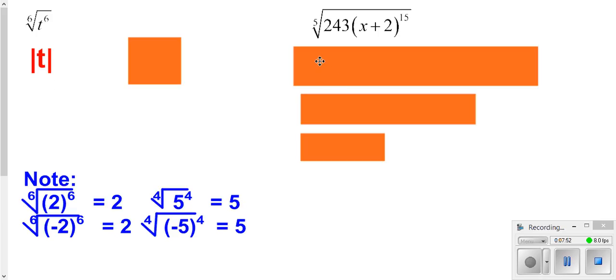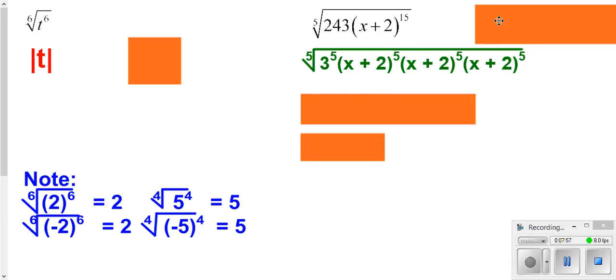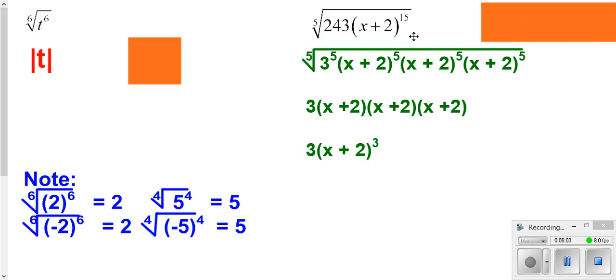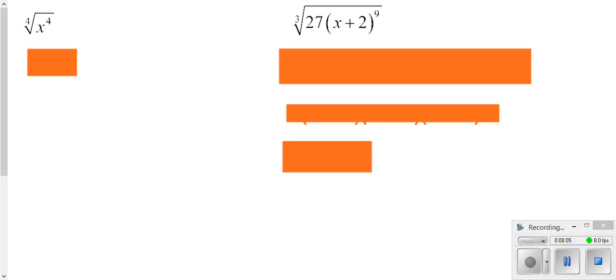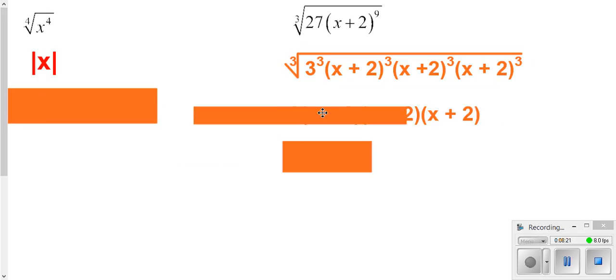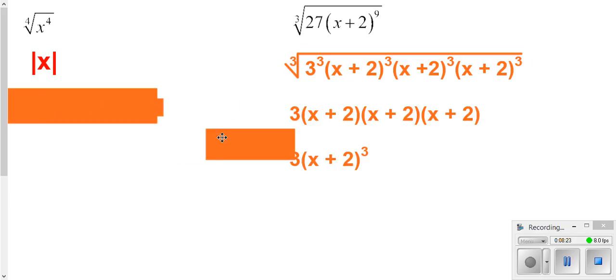So write this one as 5th powers and work that out. So we write it as 5th powers, we get this. Our 5th root cancels out each one of those 5th powers, and then we can simplify a little bit. Try these two quickly. Here we get absolute value of x because it's an even root, and what we get out has to be positive. Write this as perfect cubes, and then your cube root cancels out all the cubes, and then we simplify.